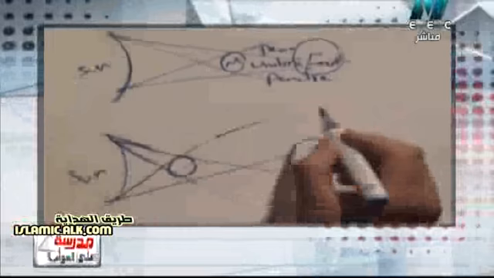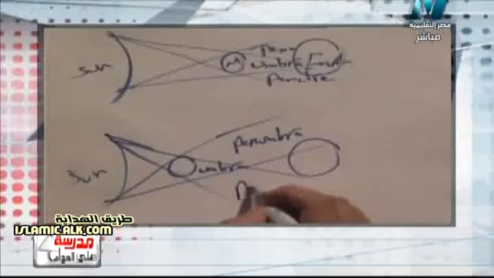Where is the umbra area? Here is the umbra area. And here is the penumbra, and also here. But we will notice now a very interesting thing happened to the umbra.